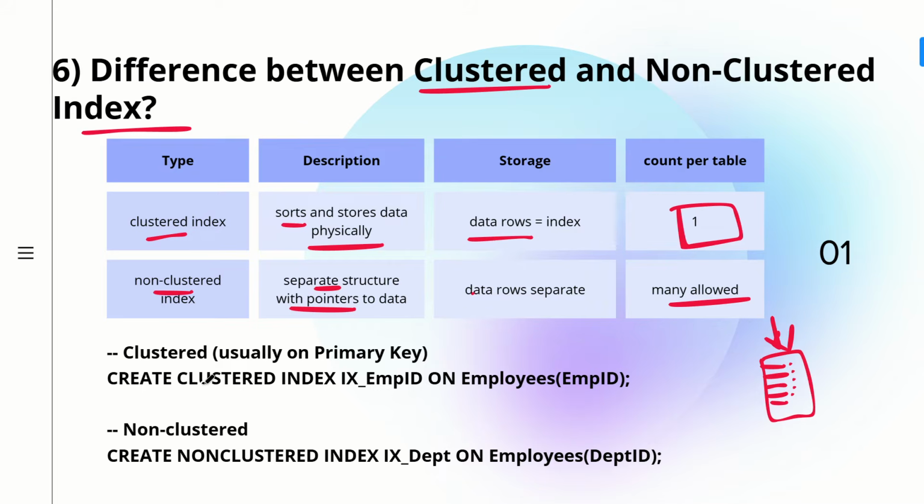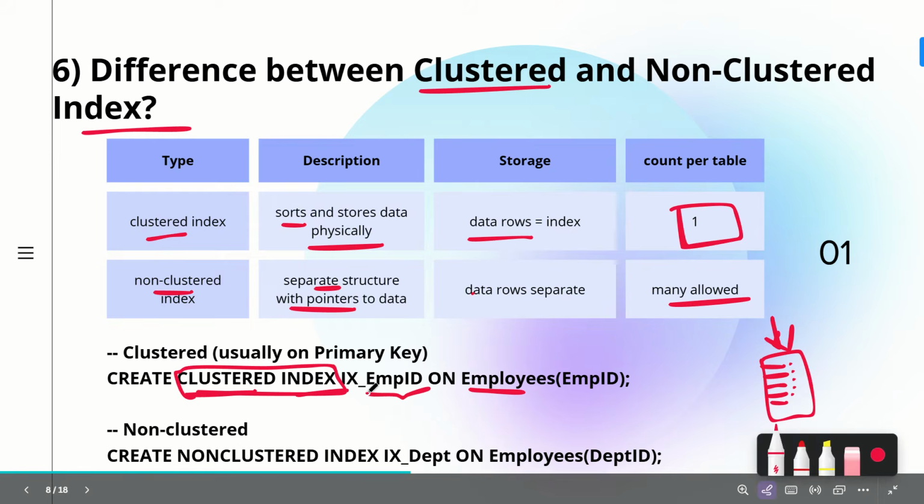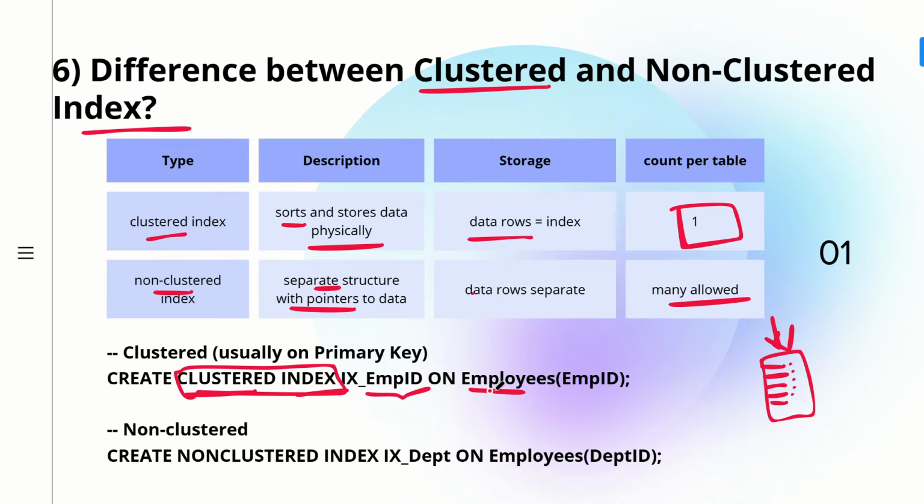Now you can see an example of how we create a clustered index. We have to write create clustered index, and after that the name of your clustered index, on what? On the employees table. And this is our primary key, employee id. So this is the whole syntax. Usually they are created on the primary key only. A clustered index can be created on the primary key only, and there can be only one clustered index.